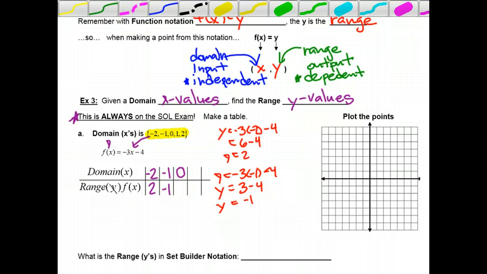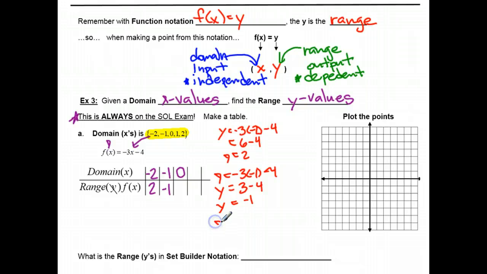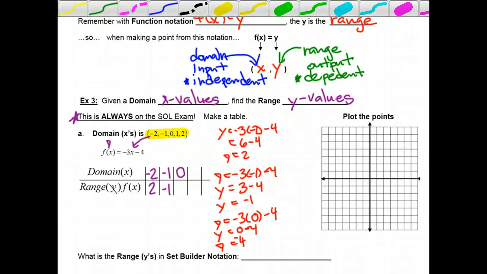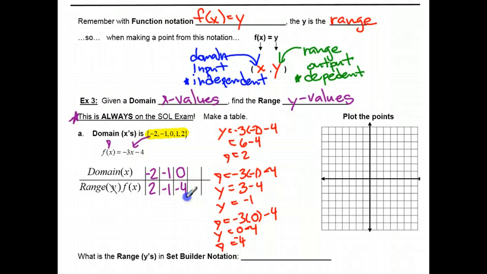Okay? So now when I plug in 0, y equals negative 3, parentheses for my x, minus 4, same equation. Plug in 0, so now the y equals negative 3 times 0, which is 0 minus 4. Final answer, y equals negative 4. So we're going to fill in this chart. So when you plugged in 0 for the x, the output, or the y, was negative 4. And we're almost done.